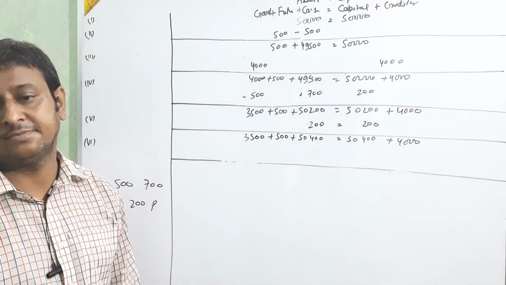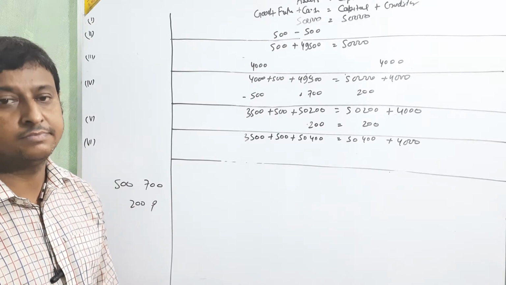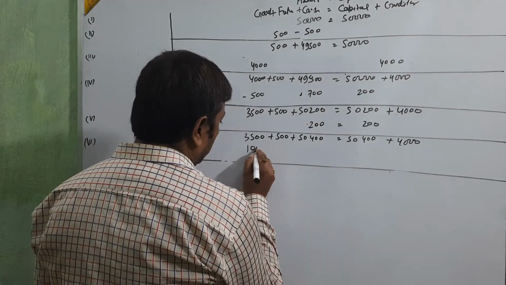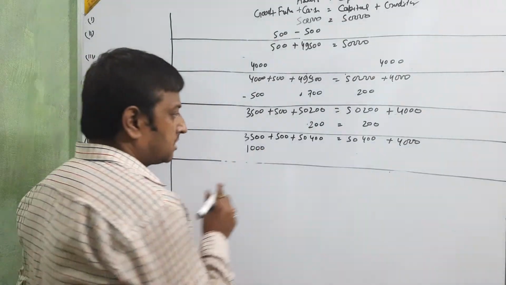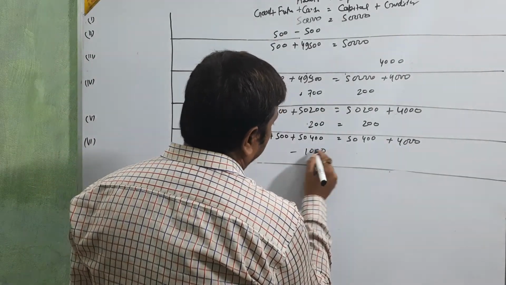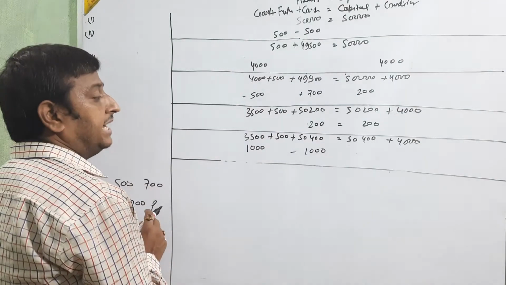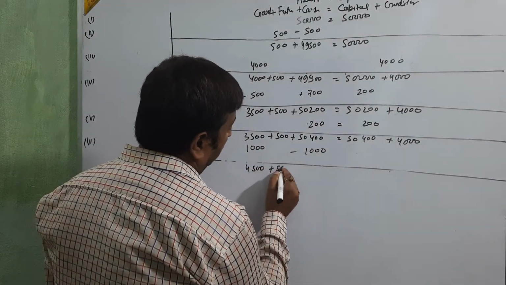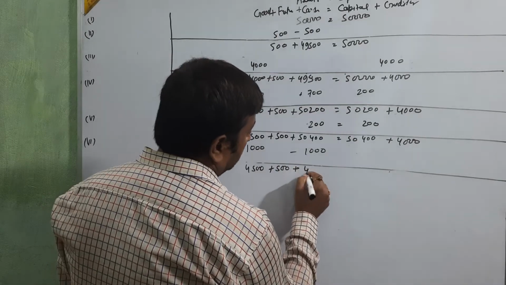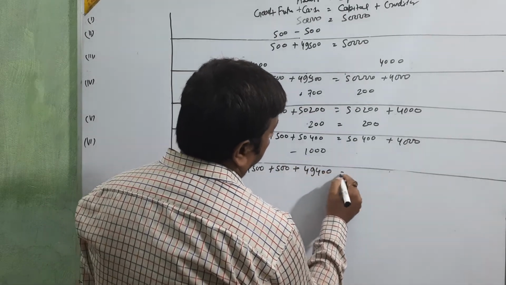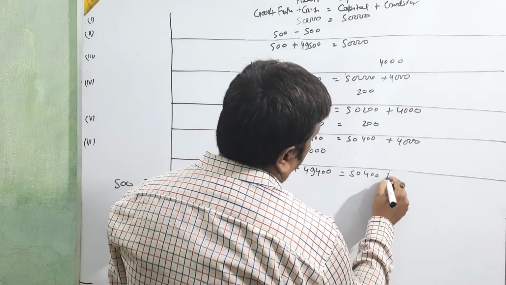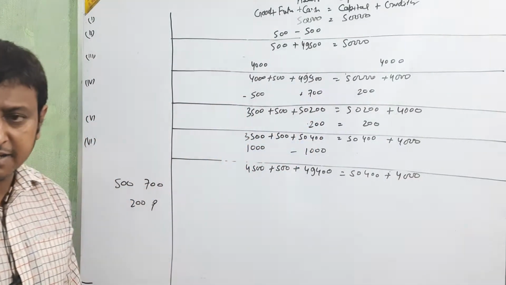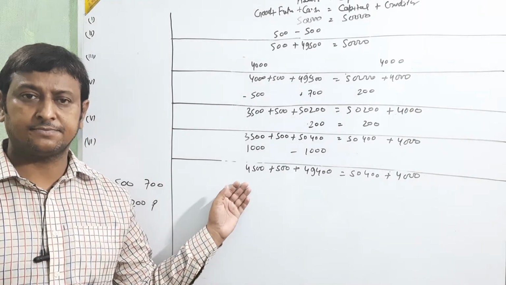Next, purchase goods for cash 1,000. You are purchasing the goods, so goods will be added in goods and less cash will be deducted from cash. Then 4,500 plus 500 plus 49,400, 50,400 plus 4,000. Okay, beta? Up to this is clear? Okay, next.